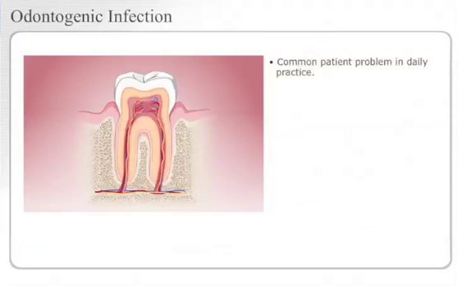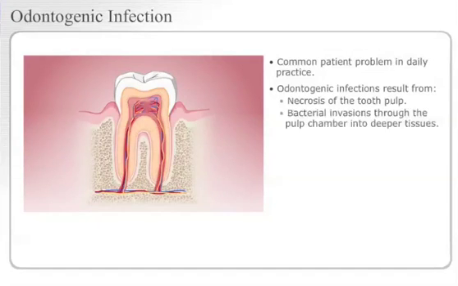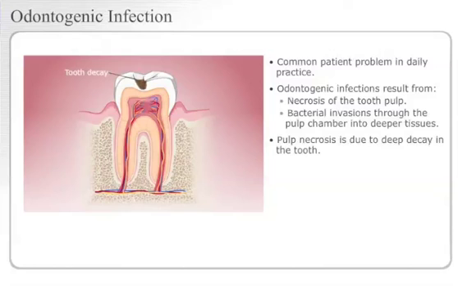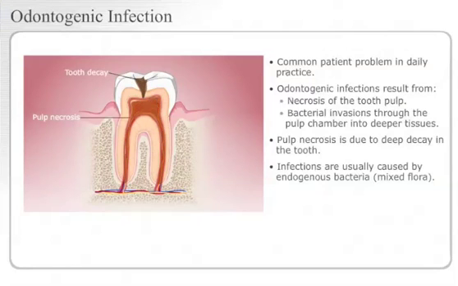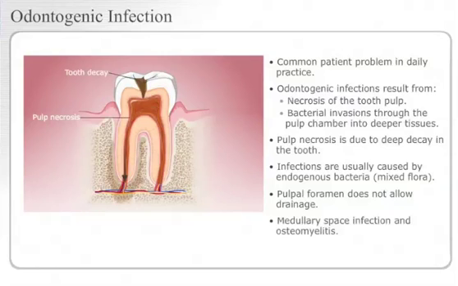Odontogenic infections are a common problem in daily practice. These infections result from necrosis of the tooth pulp and bacterial invasions through the pulp chamber into deeper tissues. Pulp necrosis results from deep decay in the tooth. These infections are usually caused by endogenous bacteria and most likely mixed flora. The pulpal foramen does not allow drainage of the infected pulp, and medullary space infection and osteomyelitis ensues.